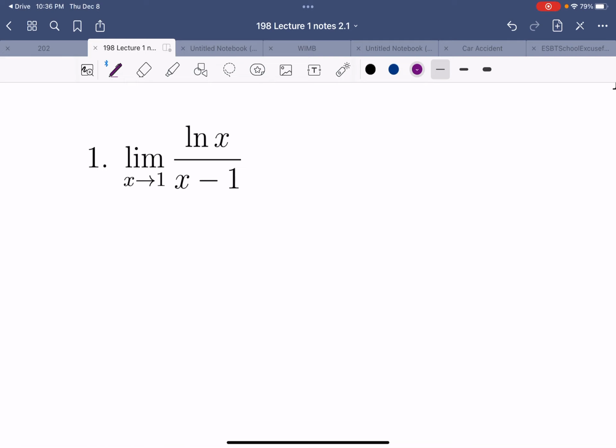So when I look at number 1, I'm going to start by plugging in that 1. So the natural log of 1 is 0. And when I plug in 1 minus 1, that's also 0. So this is type 0 over 0, which means it's eligible for L'Hopital's rule.